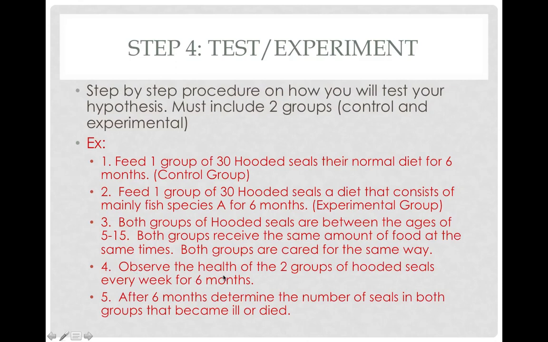So step 4, observe the health of the 2 groups of hooded seals every week for 6 months. So this tells me how often I'm going to view or observe, take data in this experiment. So I'm going to observe the health of the 2 groups of hooded seals every week. So let's say every Sunday I go in their enclosures and I count the number of sick hooded seals or possibly deceased hooded seals. And then step 5, after 6 months, determine the number of seals in both groups that became ill or died. All right, so that's my step-by-step test experiment. And this tests my hypothesis.